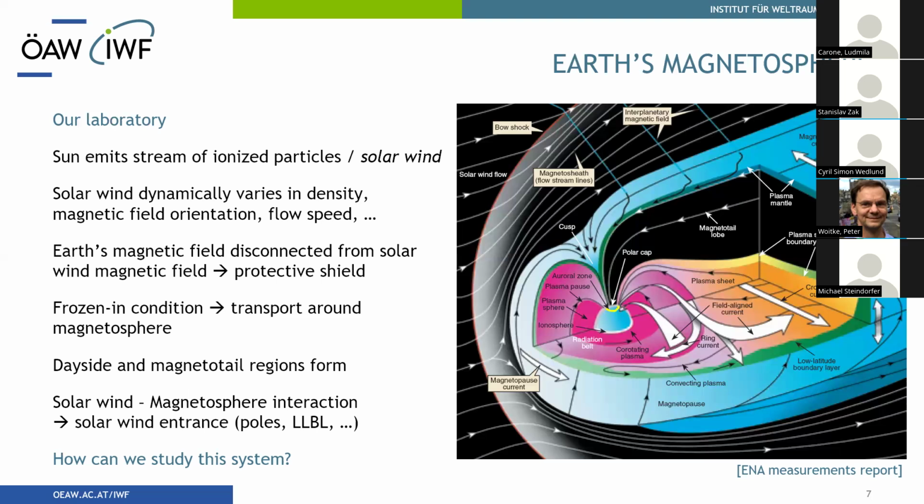However, for example, at the poles, we observe northern lights, which is a direct consequence of solar wind entrance and interaction with the atmosphere of the Earth. So there must be mechanisms how solar wind can be transported into the magnetosphere. This solar-magnetosphere interaction and influence is why we're studying the Kelvin-Helmholtz instability. And so how can we study this very large system?